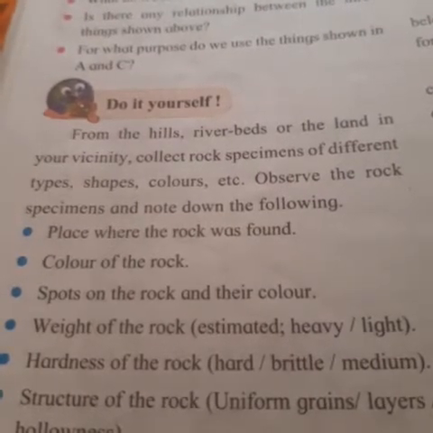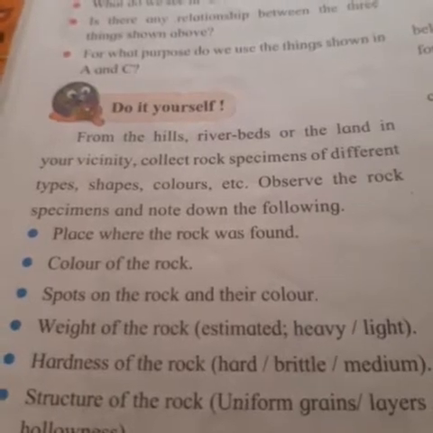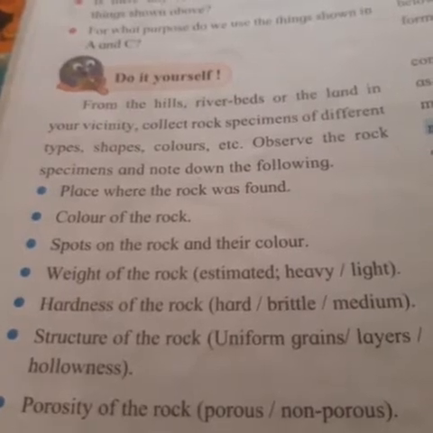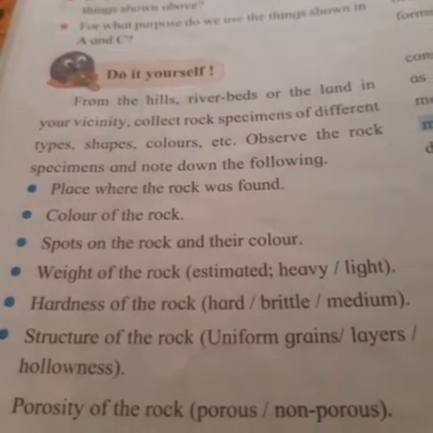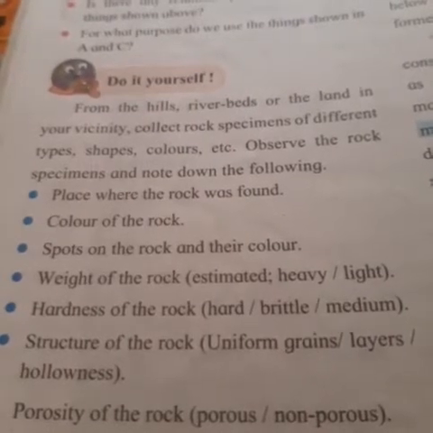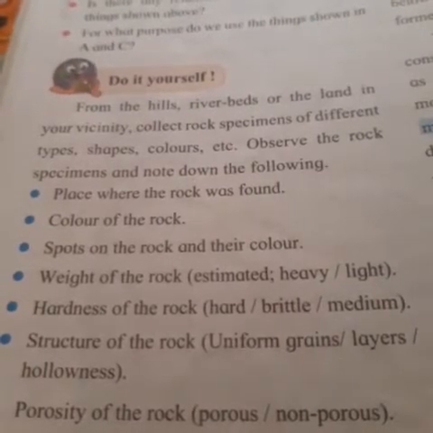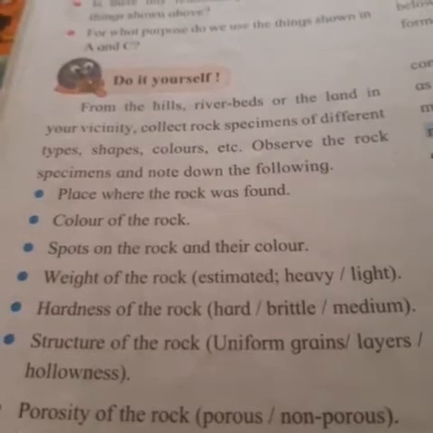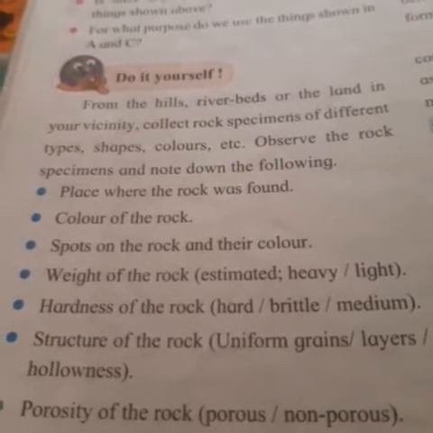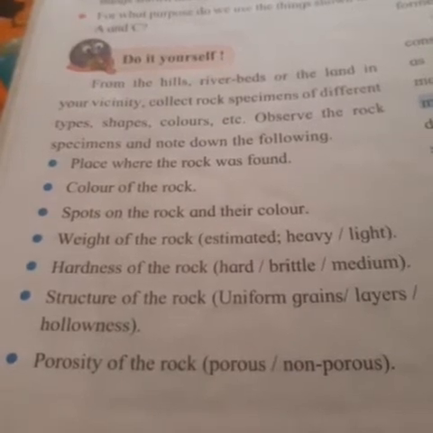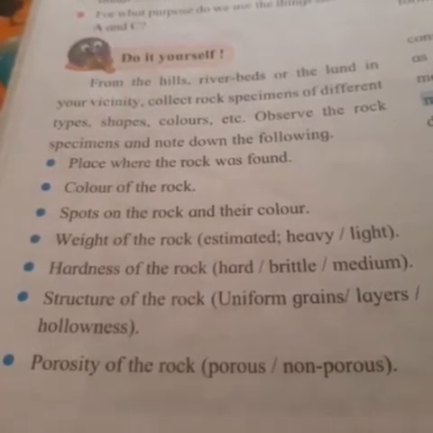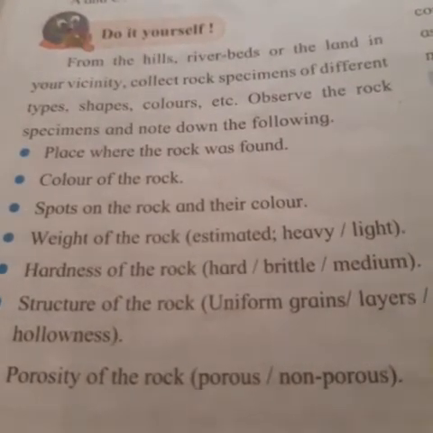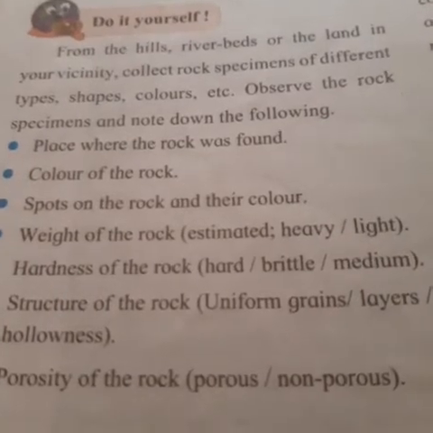Note down the place where the rock was found. Then what is the color of the rock? Then spots on the rock and their colors. See the weight of the rock, estimate it, heavy or light. Then how hard is that rock? Is it brittle, medium, hard? Then the structure of the rock, what is the shape of that rock? Uniform, grains, layers or hollowness. Then porosity of the rocks, is it porous or non-porous, meaning a lot of holes are there in it or not. So you can write all this down if you see any different kinds of rocks.